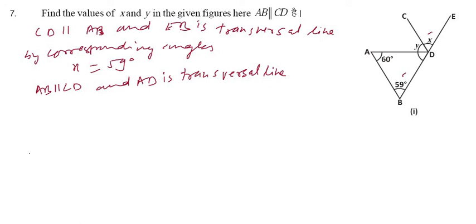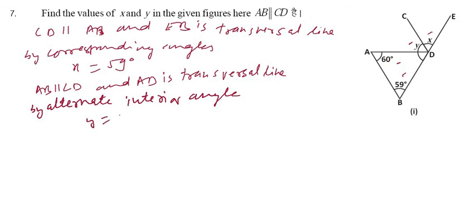So by alternate interior angles, what will happen? This y will be equal to 60 degrees. So you have to write y is equal to 60 degrees.